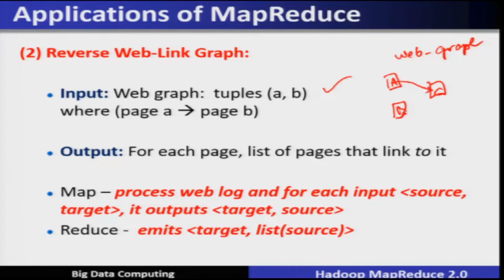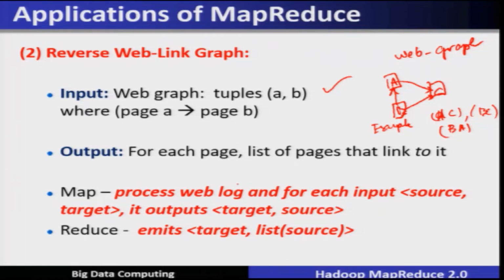And let us say that A is pointing to C and B is pointing to A. So, in this example the tuples which are given as the input are A C, then B C, then B A.